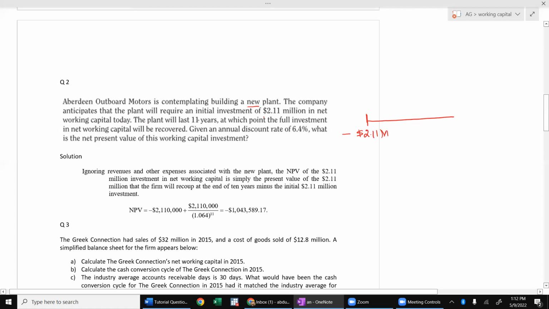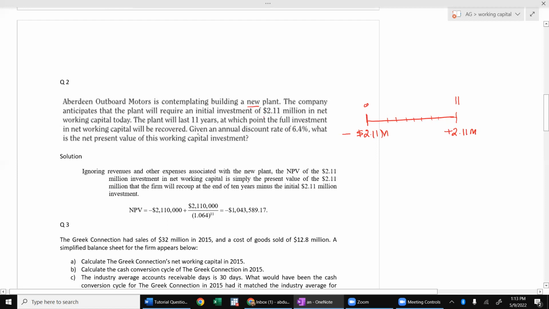The plant will last 11 years, at which point the full investment in the net working capital will be recovered. So it means we will be using the working capital, it will remain constant, but at the end of the 11th year it will be recovered, meaning we will not need this 2.11 million working capital. So it will be an inflow: plus 2.11 million after 11 years.